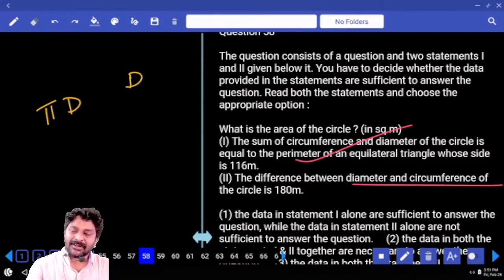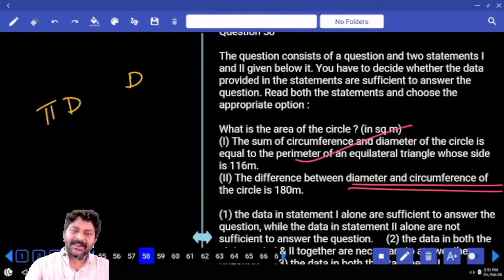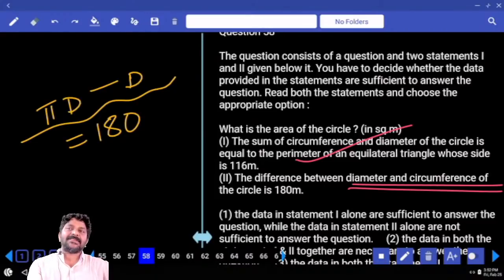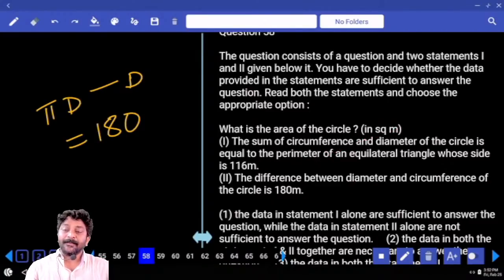Even though the order is mentioned as diameter and then circumference, we know the difference means largest minus smallest. So pi d minus d is mentioned as 180. So even in this statement, how many variables are there? Only one, diameter. When you know diameter, we can get radius. And can we answer the question? Yes. So the answer is either one alone or two alone. Either or.